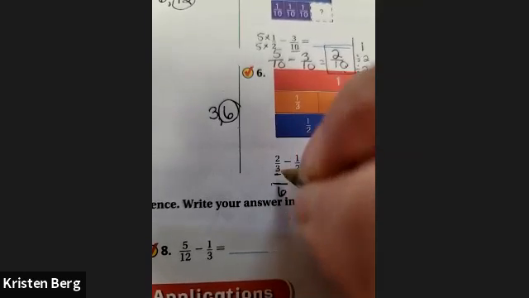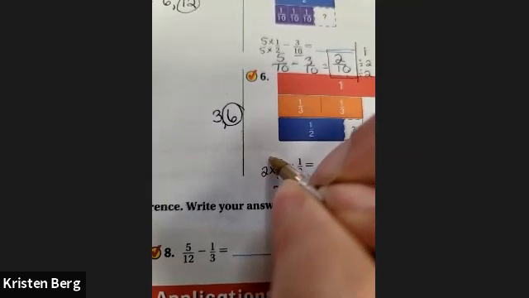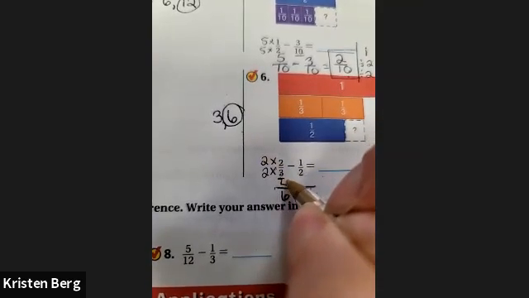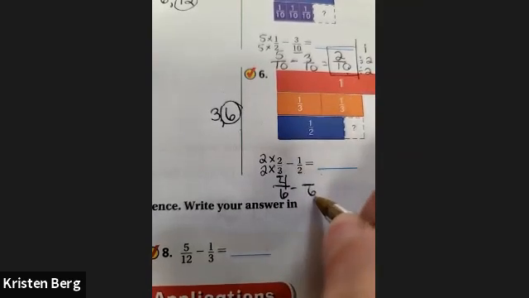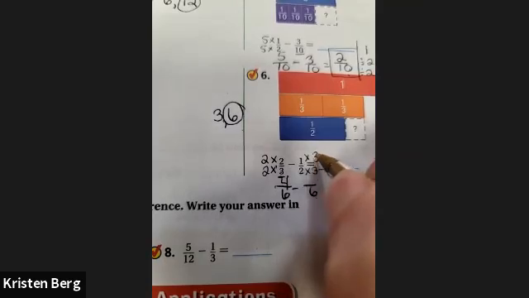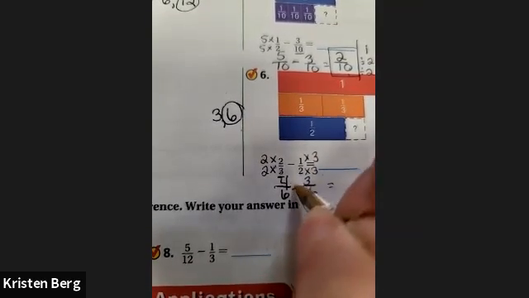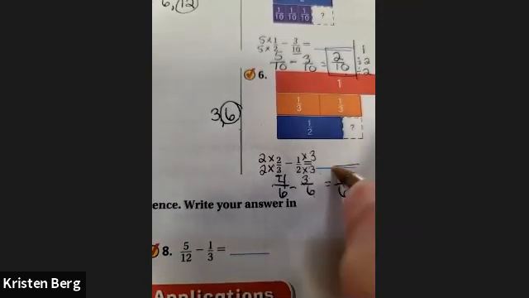So what do I do to a 3 to get it to a 6? I gotta times it by 2, and I must do the same to my numerator. 2 times 2 is 4, so that one is 4. Then here, what do I do to a 2 to get it to a 6? Times it by 3, times it by 3. So 3 times 3 is 9. So now I can subtract. What is 4 minus 3? It is 1 over 6. So therefore, your answer is 1/6.